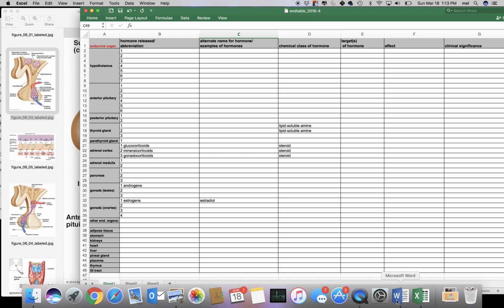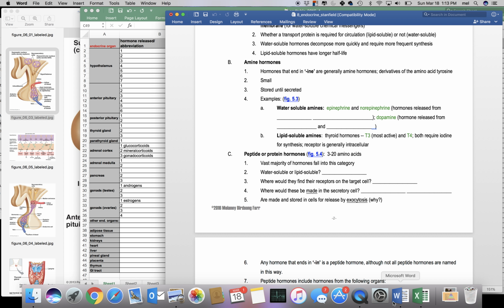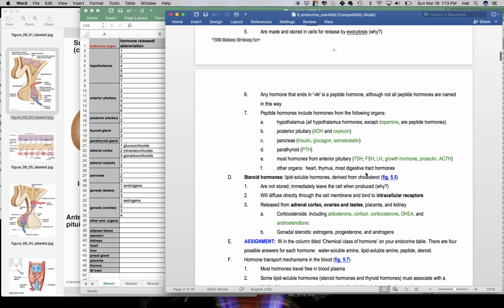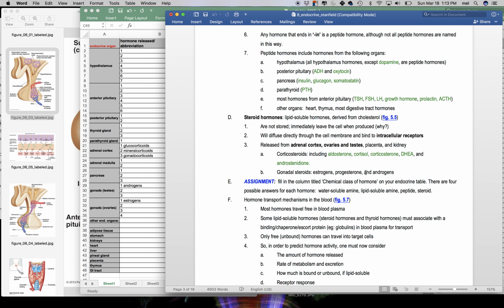Your textbook says peptides are different than proteins because proteins are bigger, but they're in the same category. So they're basically strings of amino acids, and they're going to be water soluble. Okay, so it's either a water soluble amine, a lipid soluble amine, a peptide, or this last category are called steroid hormones. And the steroid hormones are lipid soluble. They're all derived from cholesterol.